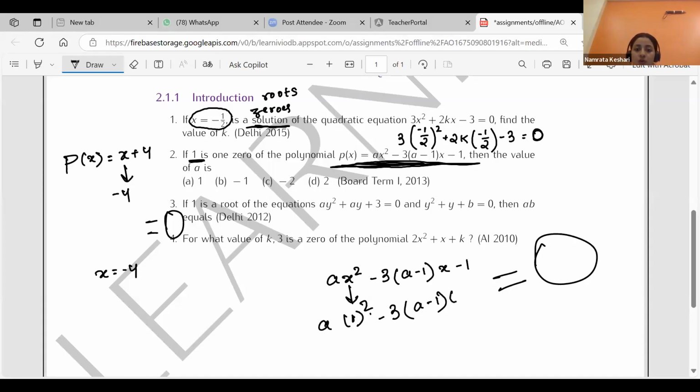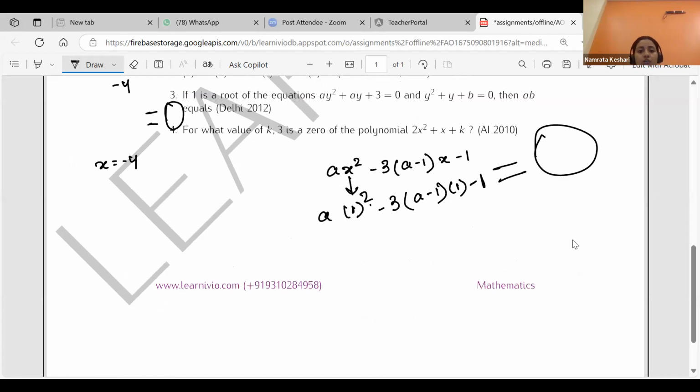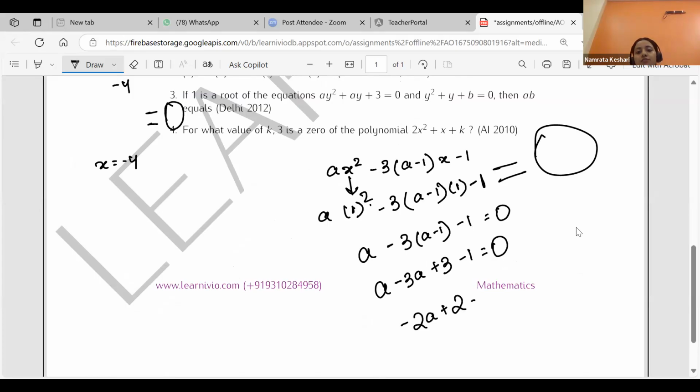So 1 we will substitute over here, minus 1 we will be having over here. Now let's solve it. For a value, we are getting a into 1 square, that is a. We are getting minus 3a minus 1. Minus 1 is equal to 0. So a minus 3a plus 3 minus 1 is equal to 0. And can you see how beautifully we are going to get the a value from here? Yes, ma'am.